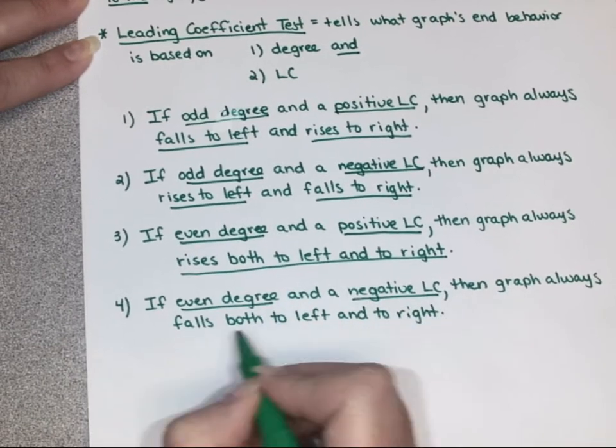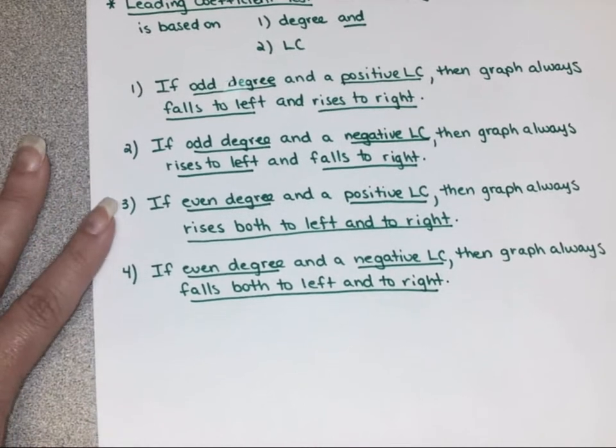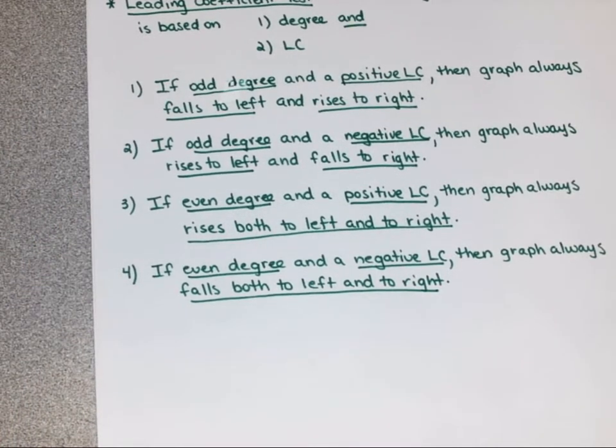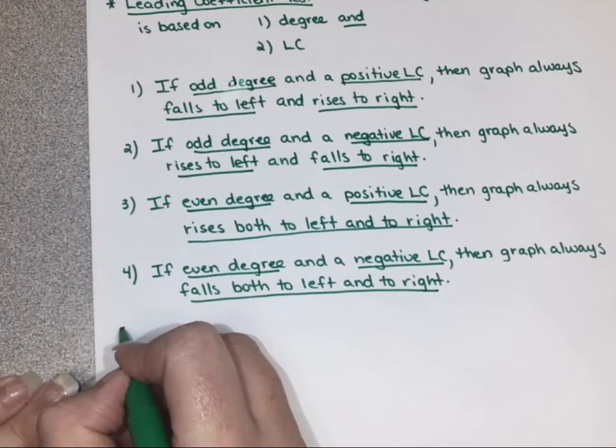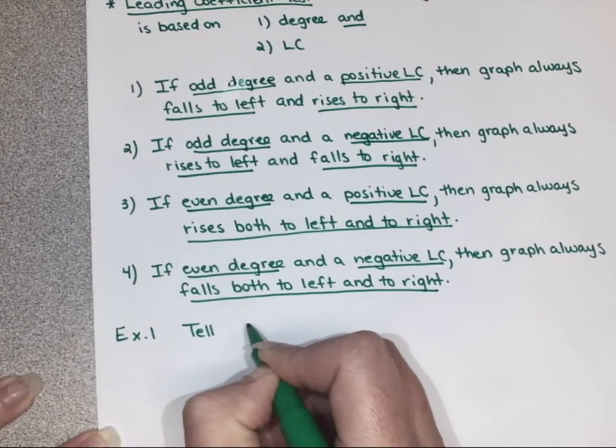So let's underline the important part. If it's even and negative, it falls both to the left and to the right. Okay, so let's do our first kind of full-blown example.